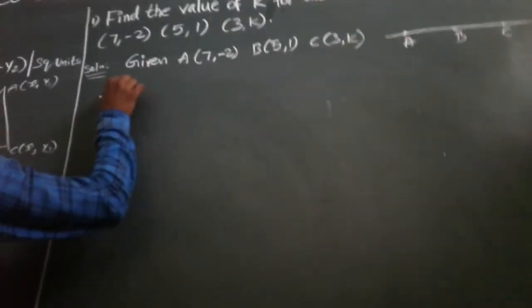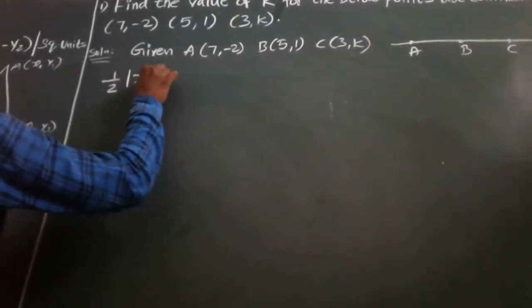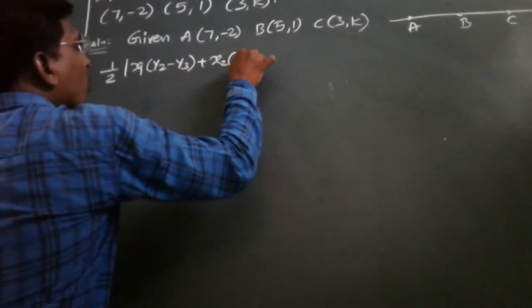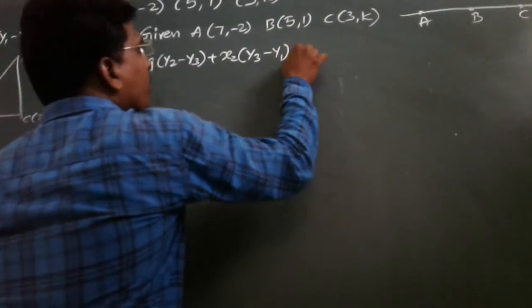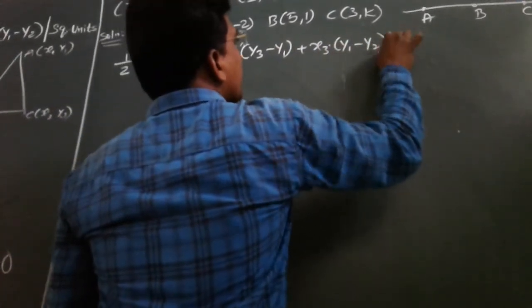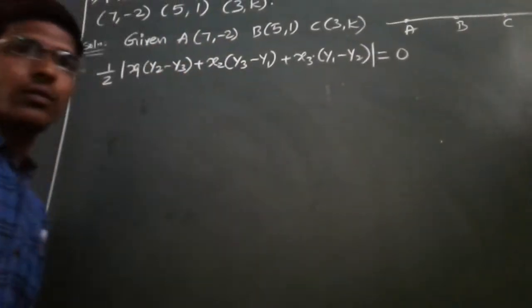The formula: half into mod x1 (y2 minus y3) plus x2 into (y3 minus y1) plus x3 into (y1 minus y2) is equal to 0.